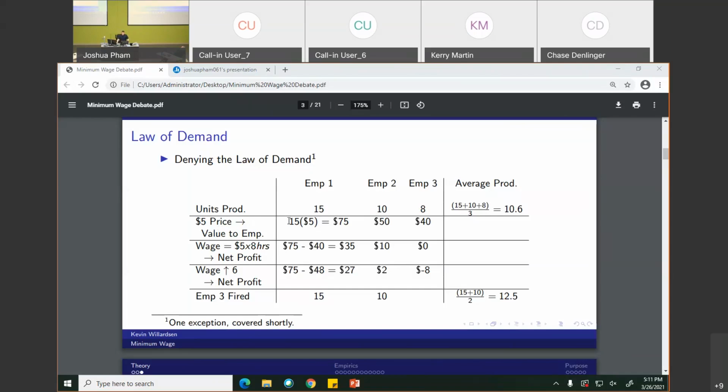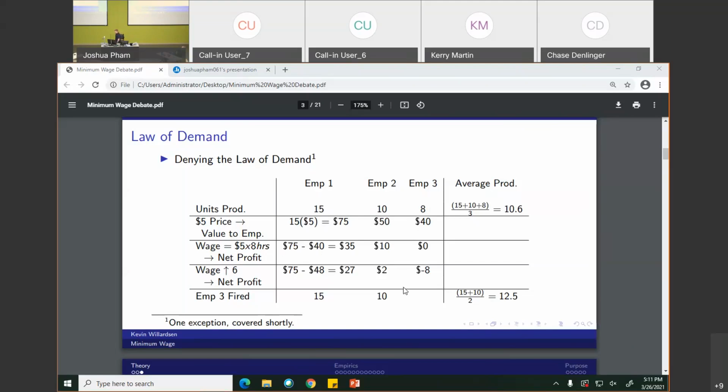That means that the first employee can produce 15 units at $5 apiece. The value to the employer of that employee is $75. You go through the same kind of metric here. The value of the second employee is 50, the value of the third is 40. Now, if the wage is $5 an hour at 8 hours, then the net profit per employee is 75 minus 40 for the first employee, which is 35, then 10, and 0.